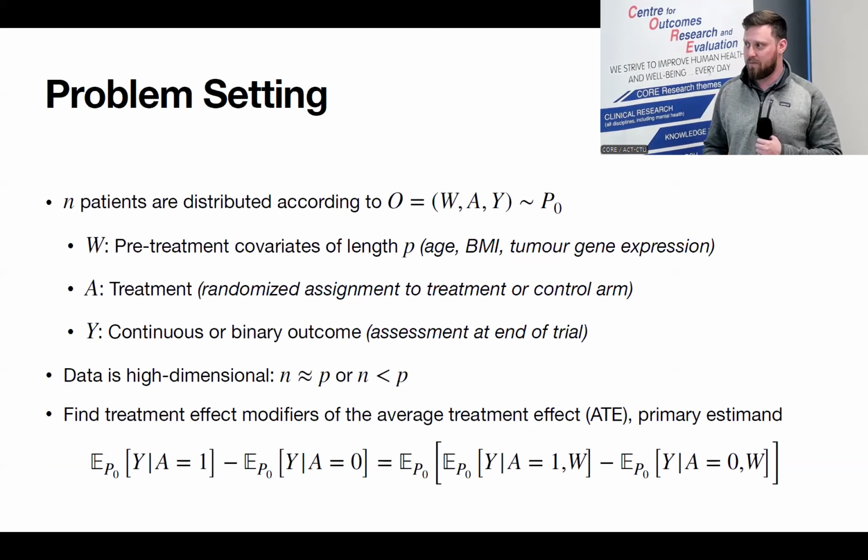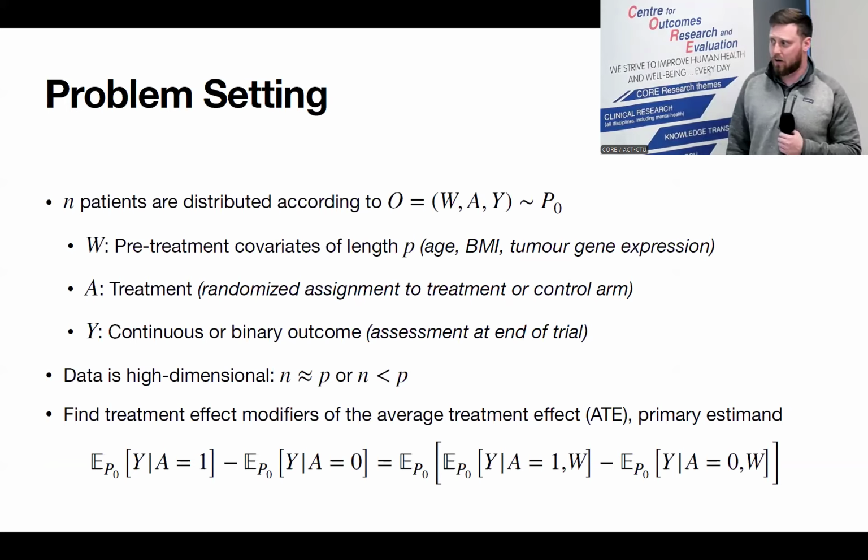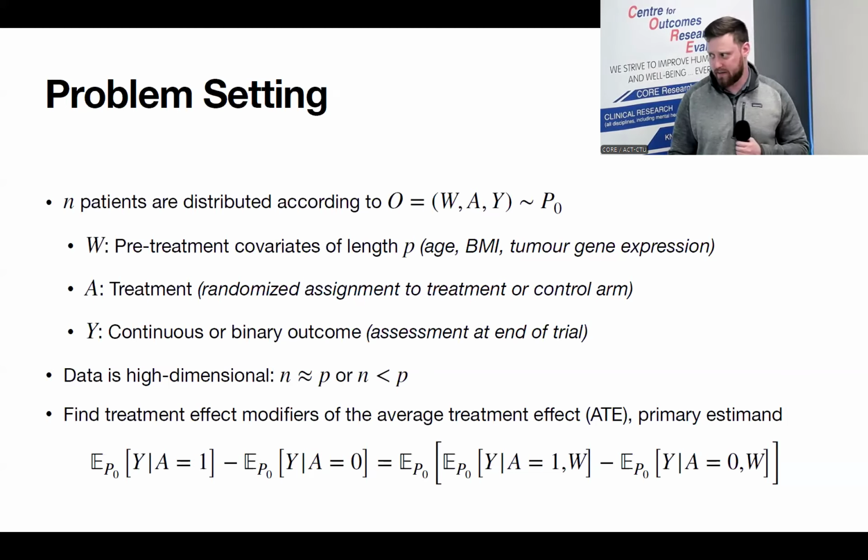We're going to assume there are n patients distributed according to some vector O, which contains W, the pretreatment covariates, of length P. So this could be your age, BMI, and tumor gene expression. We then have a random variable A, which is the treatment assignment, whether or not a patient is assigned to the treatment arm or the control arm. And then we have our outcome Y, which is continuous or binary. And this will be the assessment at the end of the trial.